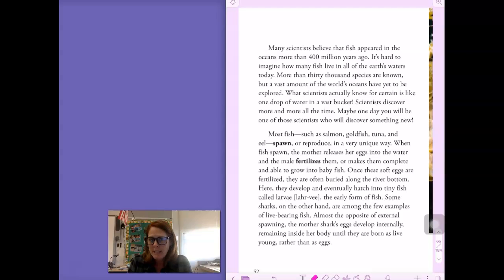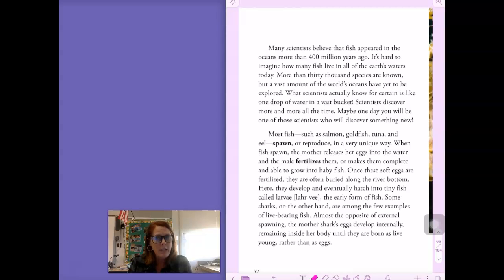Most fish, such as salmon, goldfish, tuna, and eel, spawn or reproduce in a very unique way. When fish spawn, the mother releases her eggs into the water and the male fertilizes them, or makes them complete and able to grow into baby fish. Once these soft eggs are fertilized, they are often buried along the river bottom. Here, they develop and eventually hatch into tiny fish called larvae, the early form of fish.